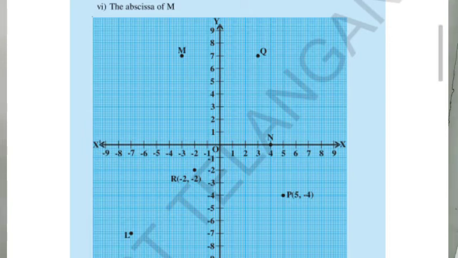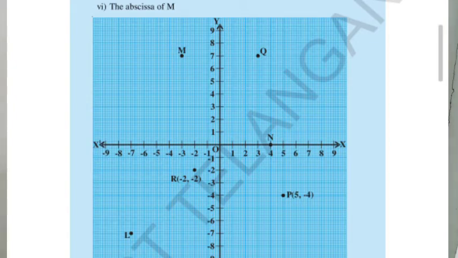The abscissa of N, abscissa meaning the x-axis value. The abscissa of N on the x-axis is 4. The abscissa of M, the x-axis value, is minus 3. You can see it clearly in the graph. So we have answered all these questions of bit number 4.